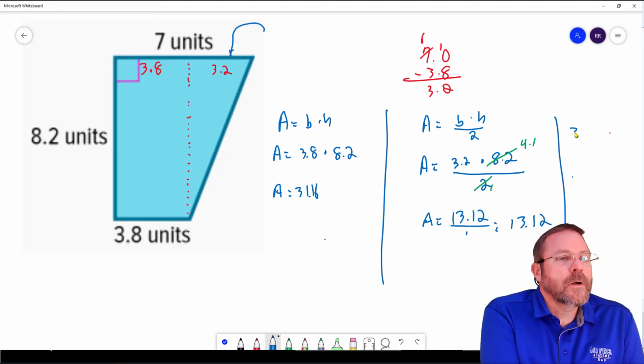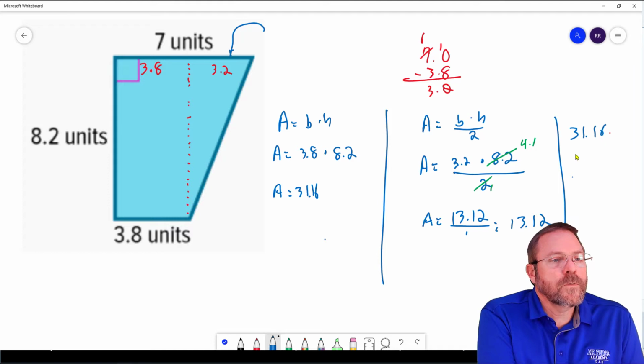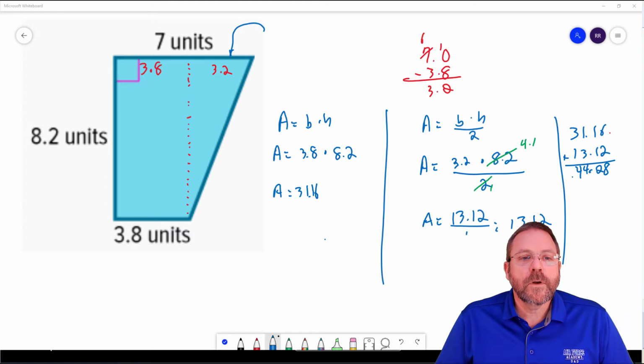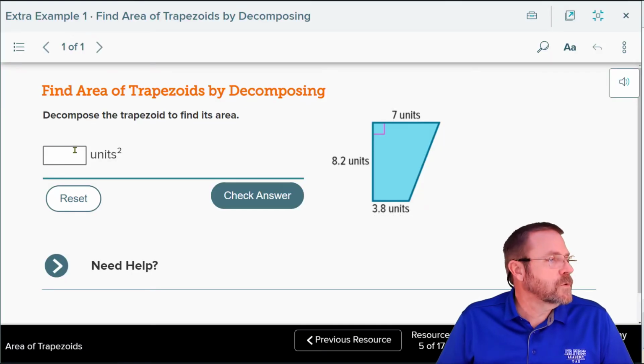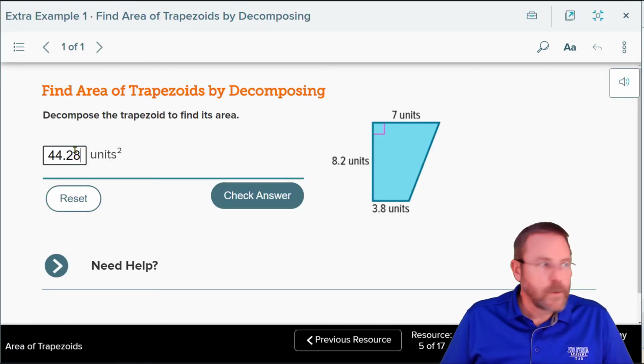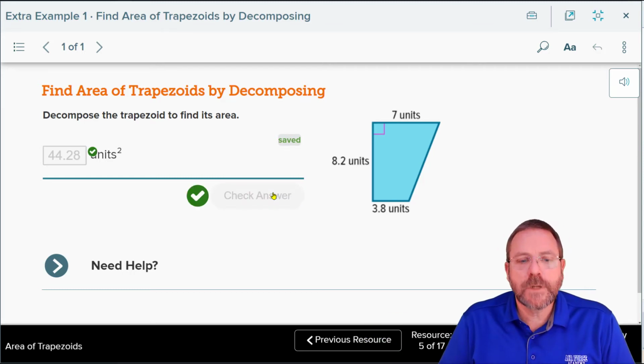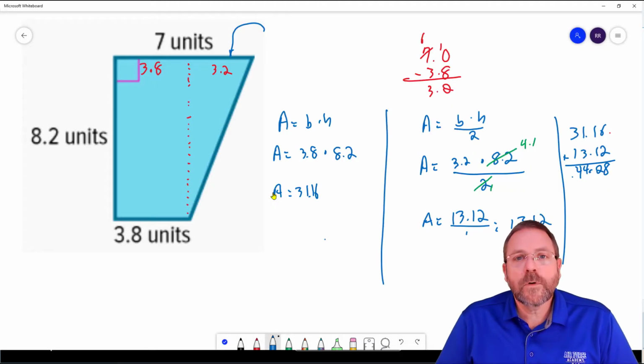Final stage of the problem is to add those 2 numbers up. And when I do that, I get an 8, a 2, a 4, a 4, and my decimal comes down. So 44 and 28 hundredths should be the total area for the entire shape. Check the answer, and the answer checks. This is your supporting work. This is what I would expect to see to get credit for this problem.